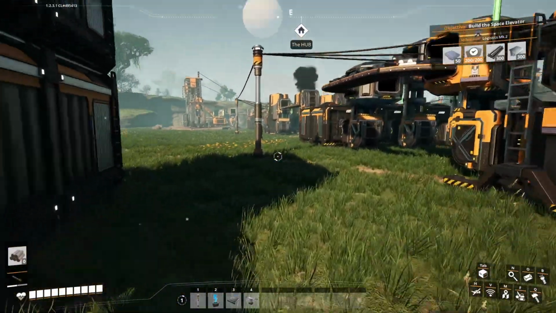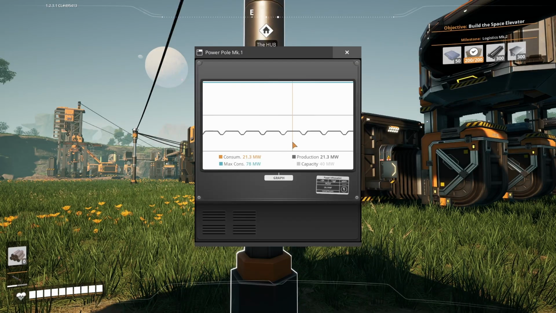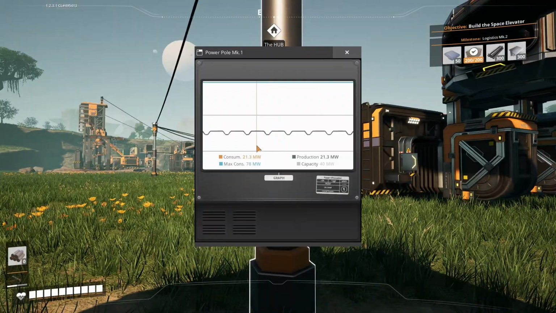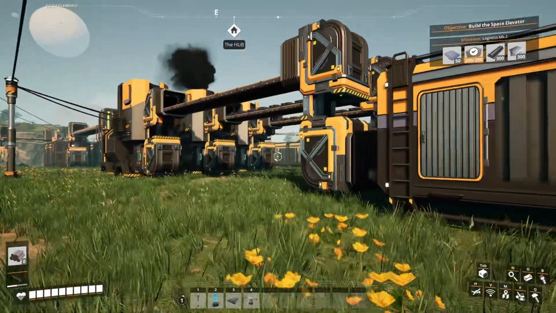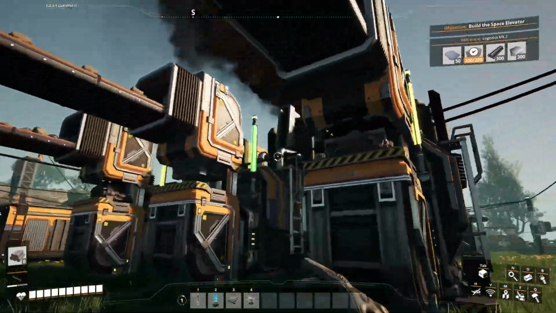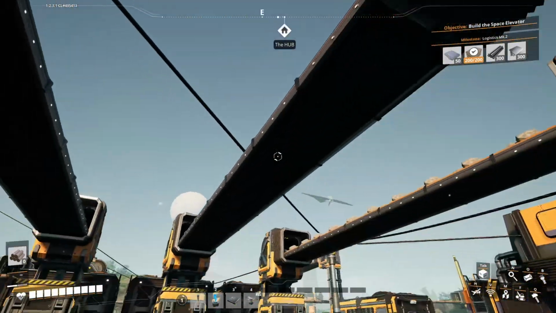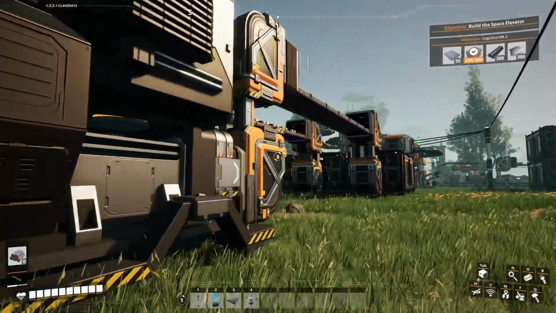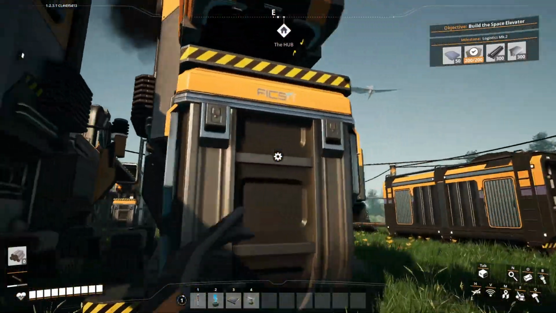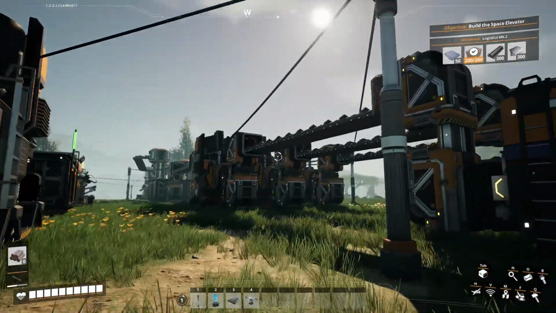So I think the secret to really running this game with a limited power grid is just to run in a very steady way. So like this, I don't even need this to be on right now. We could turn that off. So now this is a much more stable system.